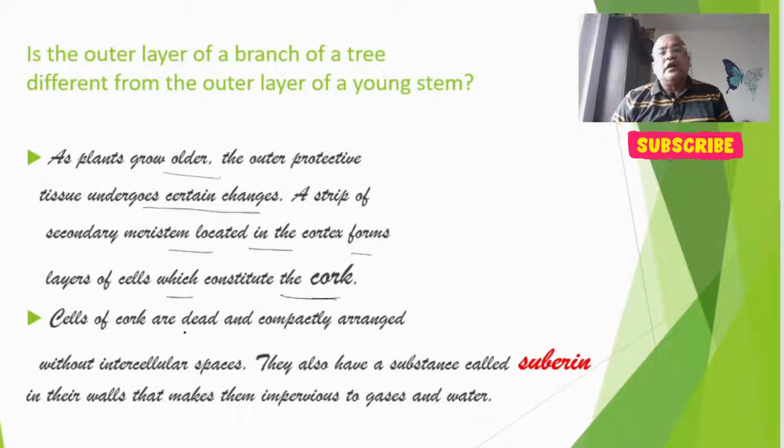Cells of the cork are dead and compactly arranged. So these are the dead cells. They are compactly arranged without intercellular spaces. So intercellular spaces are absent. They also have a substance called suberin in their walls that makes them impervious to gases and water. Right. So what will happen? The gases and water will not be exchanged as such. Okay.